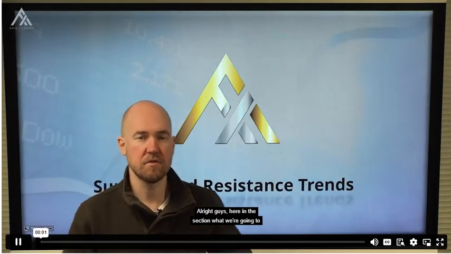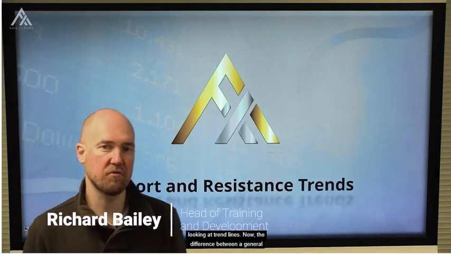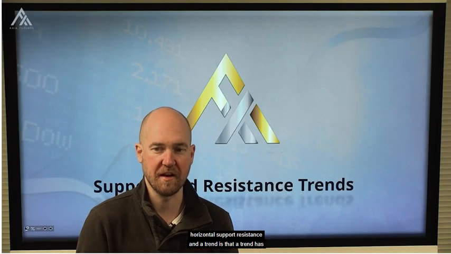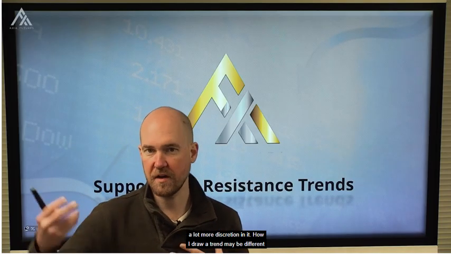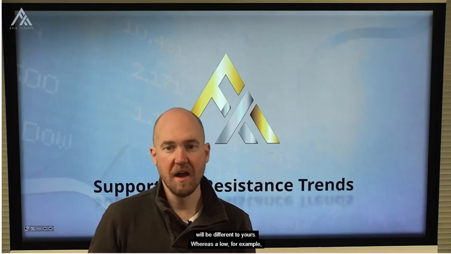All right, guys, during this section, what we're going to cover is a slight variation on support and resistance and looking at trend lines. Now, the difference between a general horizontal support resistance and a trend is that a trend has a lot more discretion in it. How I draw a trend may be different to how you draw a trend. Where I decide to start my trend from will be different to yours.